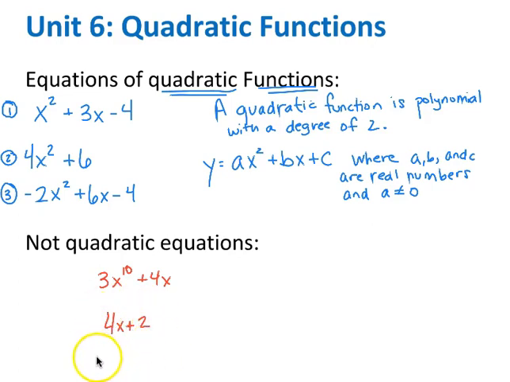What about negative 2x to the 4th plus 3x minus 2? That is also not a quadratic function because we've got an exponent of a 4 here. And that's greater than that 2, so it would not be a quadratic function. So again, a quadratic function is a polynomial with a degree of 2. I'm going to move on to the next slide, so if you need more time, go ahead and click pause.